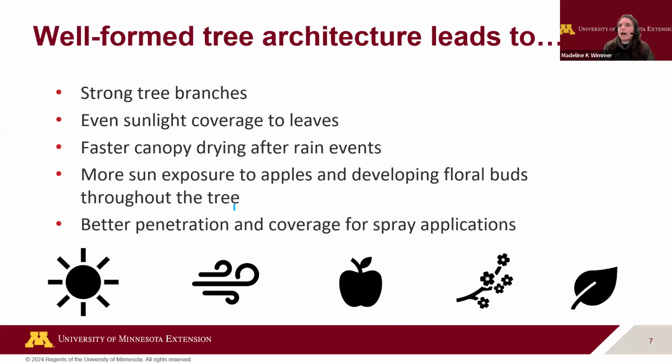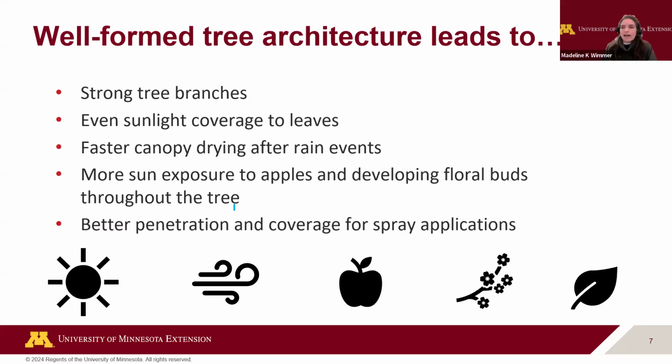So that's why we really want to aim to be training trees in order to create a well-formed architecture that leads to strong tree branches, even sunlight and airflow into the tree. The airflow is going to increase or decrease the amount of time it takes for the canopy to dry, and having very wet canopies usually is what leads to a higher disease risk. So it's very helpful to have more airflow as well. And then even just direct sunlight, not just to the leaves to help with photosynthesis, but to the fruit itself to help with ripening, as well as the floral buds on the trees, which are going to be producing the fruit for the next year.